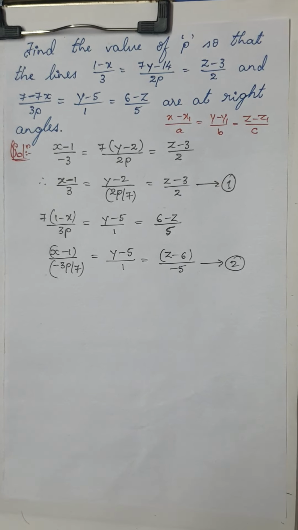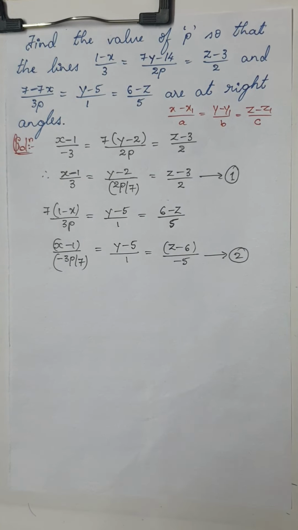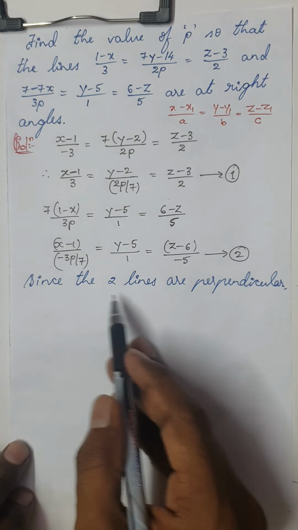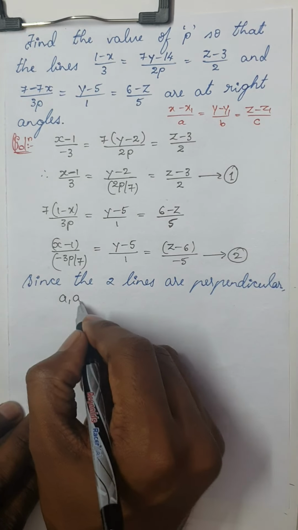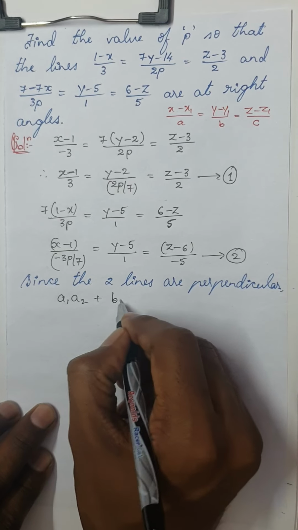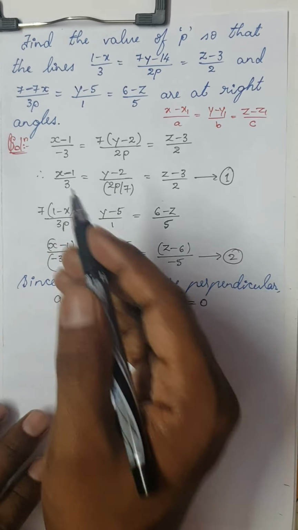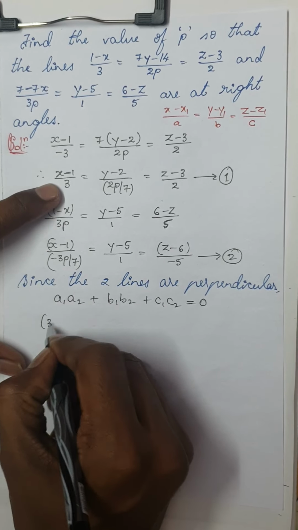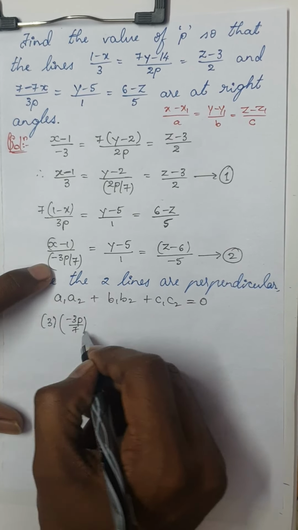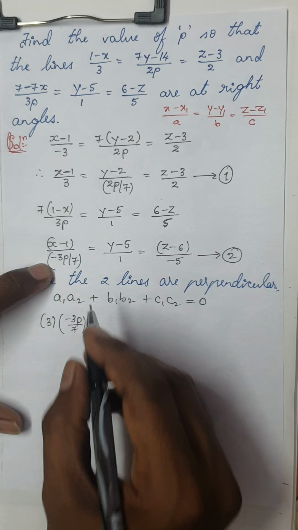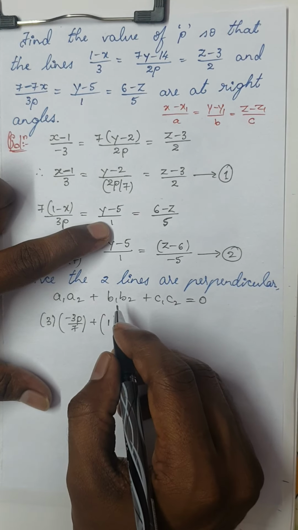Once these are ready, I have the DRs of two lines clearly. So since the two given lines are perpendicular, what is the condition for two lines to be perpendicular? I have already told you a1 a2 plus b1 b2 plus c1 c2 should be equal to 0. Let me substitute. A1 is 3 here and A2 is minus 3p by 7. Are you getting it? Okay. Plus B1. What is B1?